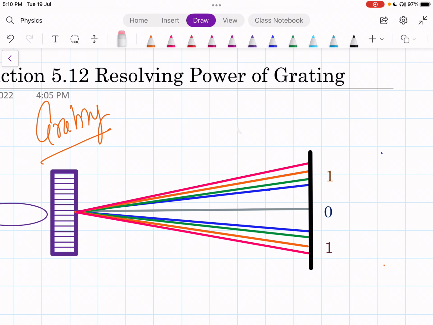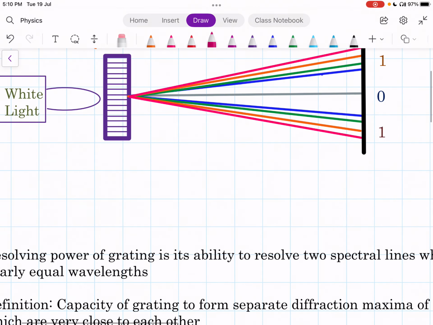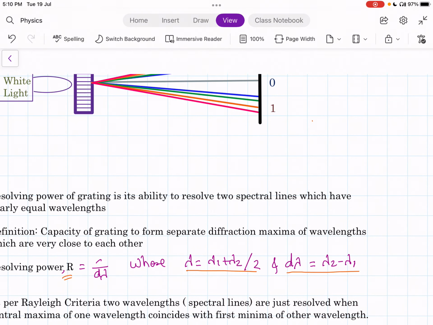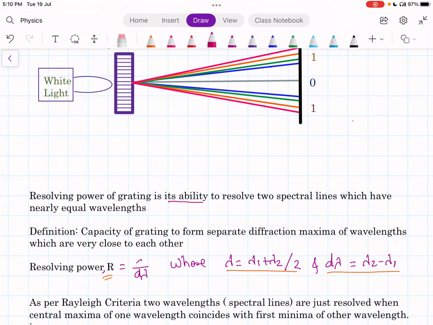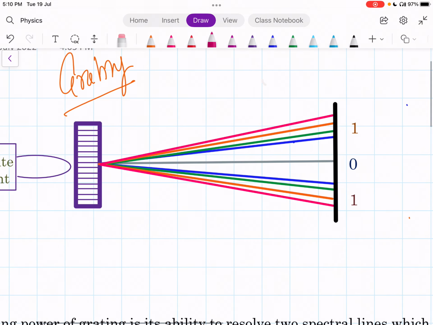Resolving power of grating. What is this resolving power of grating? The resolving power of grating is its ability, that is, the ability of the grating to resolve two spectral lines which have nearly equal wavelengths. What do these spectral lines mean? For that, let's see this diagram.